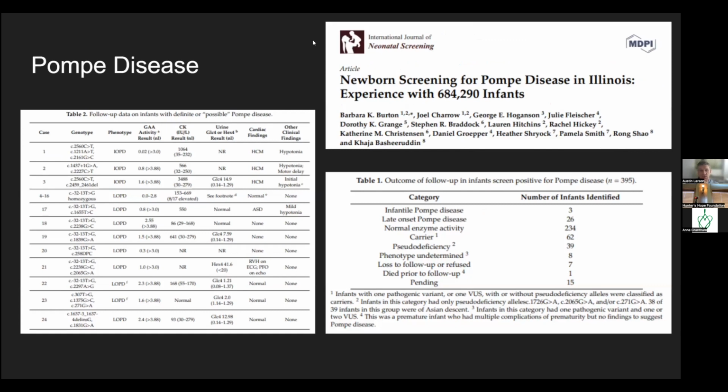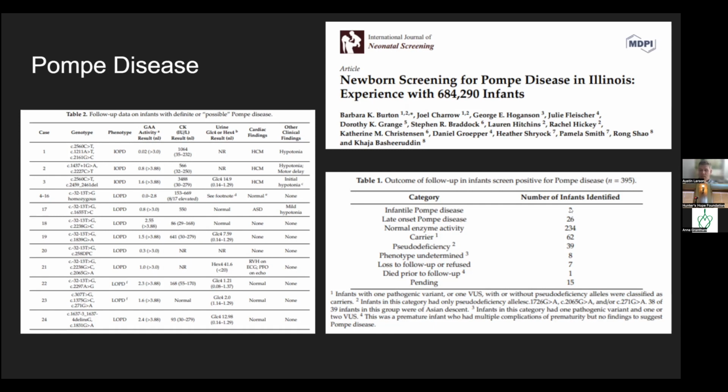A third example that I'll give you is Pompe disease. This is a publication from a couple years ago. This is the first roughly 700,000 infants that were screened for Pompe disease in Illinois. Of those 700,000 patients, 3 of them had infantile Pompe disease, which is the intent of newborn screening, to identify infantile Pompe disease and intervene with enzyme replacement therapy early in life to prevent permanent manifestations of both cardiac and skeletal muscle disease.